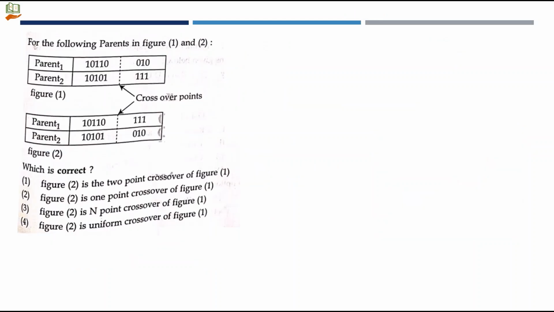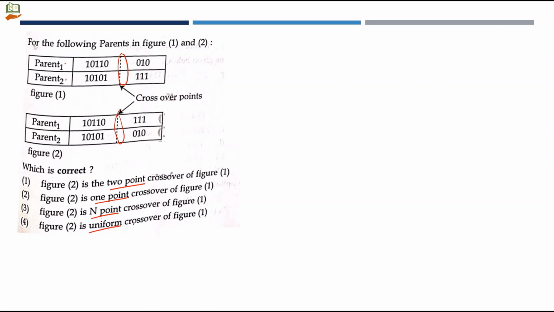Next question. For the following parents in figure 1 and figure 2, they have given the parents in the form of zeros and ones. And they have marked the crossover point. Wherever the parent 1 is marked, the same place parent 2 is also marked. So they have mentioned this to be the crossover point. Similarly, this to be the crossover point. What they are asking is whether this is 2-point crossover, 1-point crossover, n-point crossover or uniform crossover.